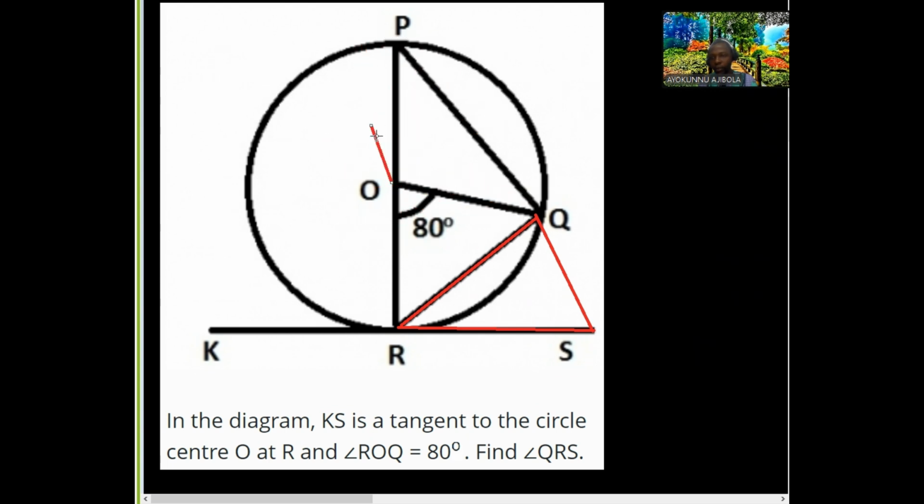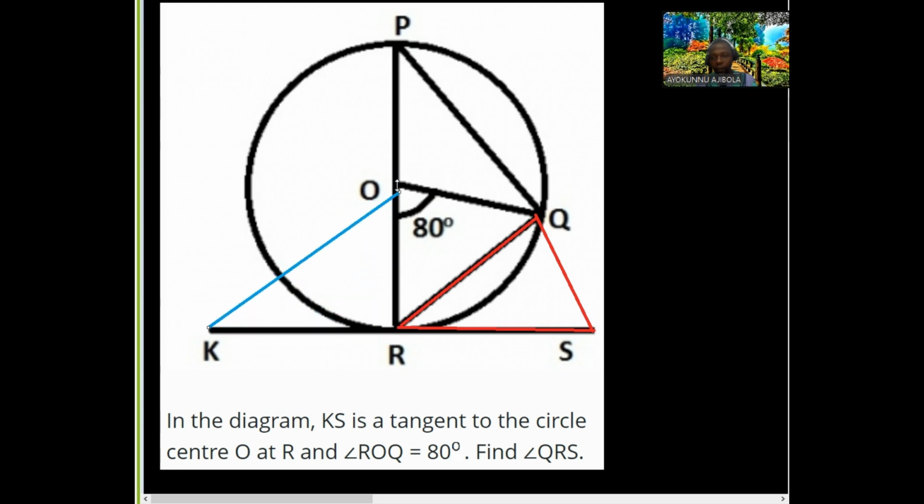We have radius OP, we have radius OQ, we have radius OR. Which one is the tangent touching? Do you know your tangent? This line is your tangent. So which of the three radii that I showed you is the tangent touching? Not OP. This is touching OR. Can you see O and R? Yes.